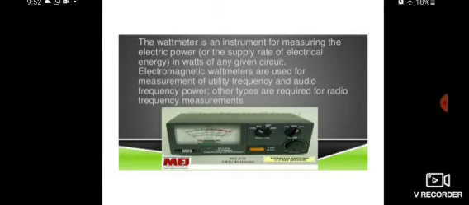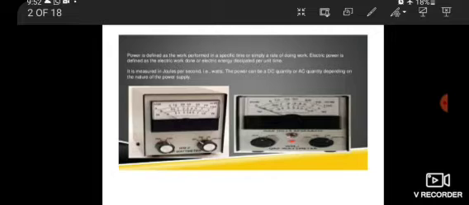Students, in this class we are going to discuss the wattmeter. The wattmeter is an instrument for measuring the electric power or the supply rate of electrical energy in watts of any given circuit. Electromagnetic wattmeters are used for measurement of utility frequency and audio frequency power. Other types are required for radio frequency measurements.